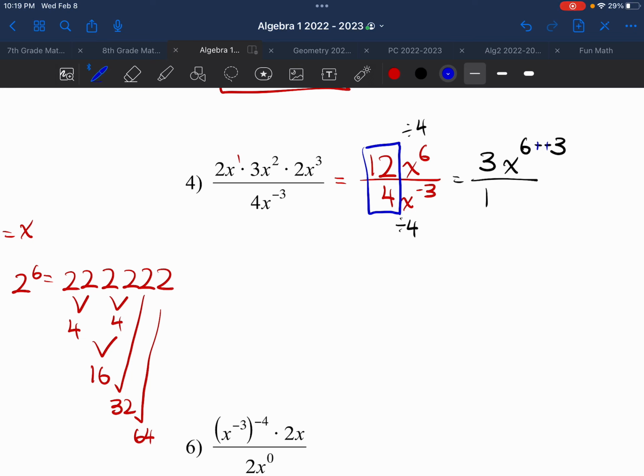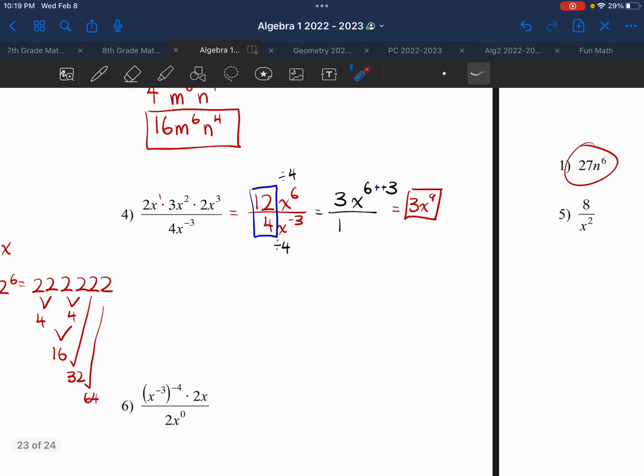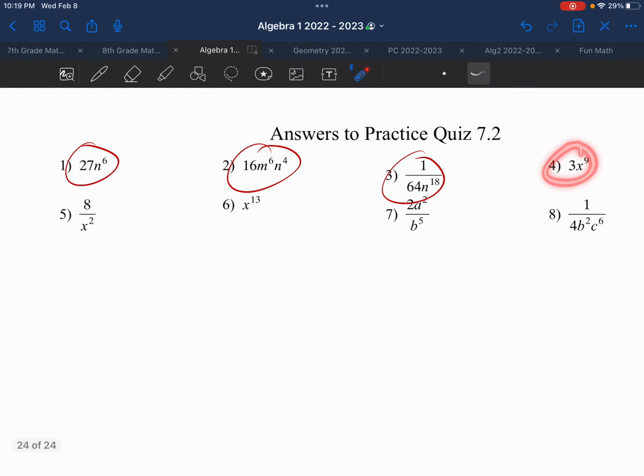So my final answer over here, I think I have enough room, is going to be 3x to the power of 9. Final answer, box it. We don't write divided by 1 to simplify our answers. 3x to the power of 9 for number 4. Let's do that in ink so I know that I checked it.